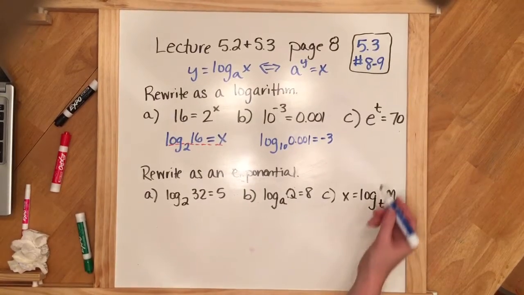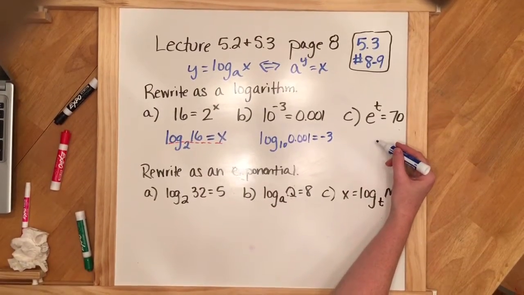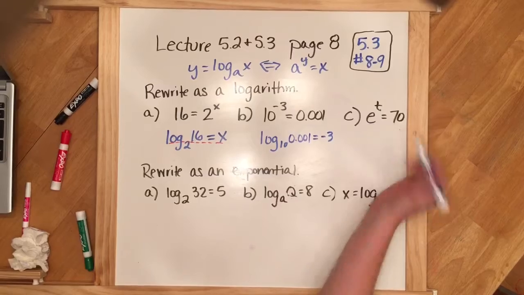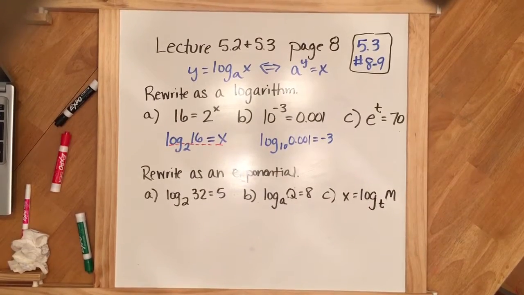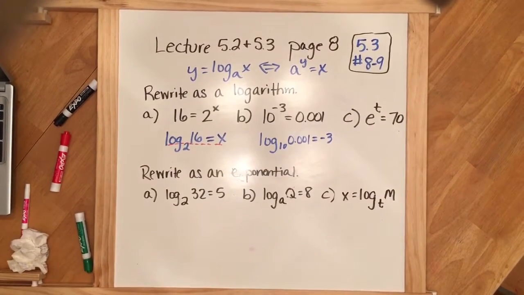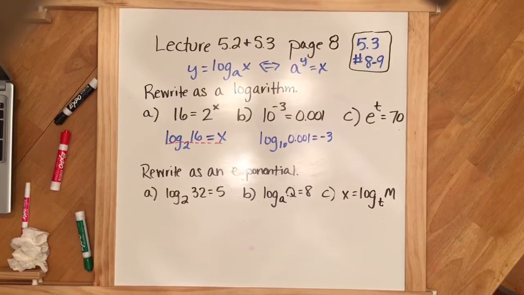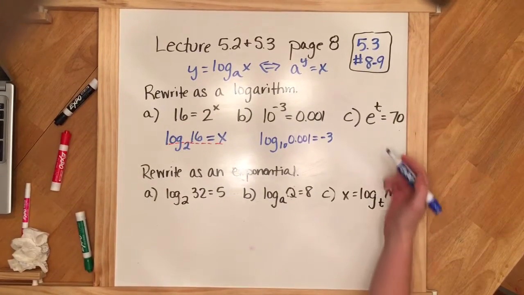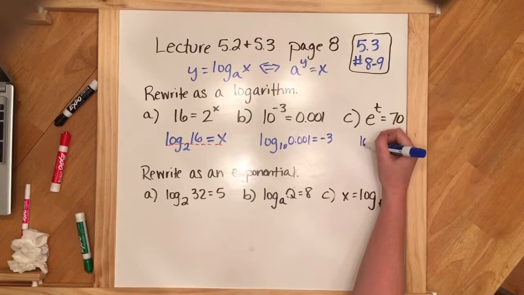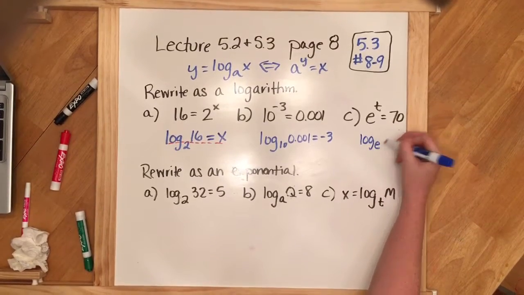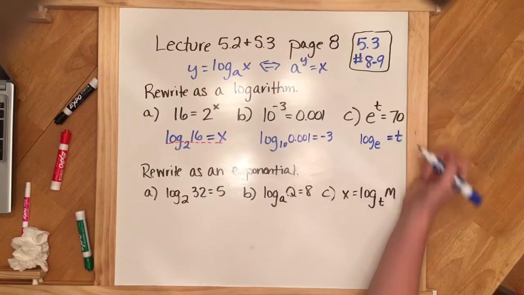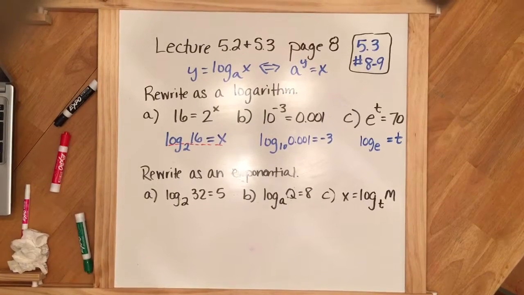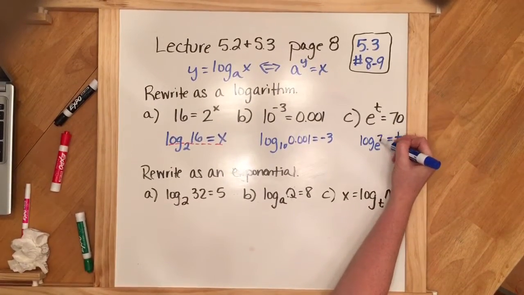And for our last example here, we have base e. And remember, we talked about in class that e is a number, so we can look at that right away and know that it's not a variable. So we have log base e of 70 is equal to t, because the point of the logarithm is to find the exponent, so 70 would go right here.